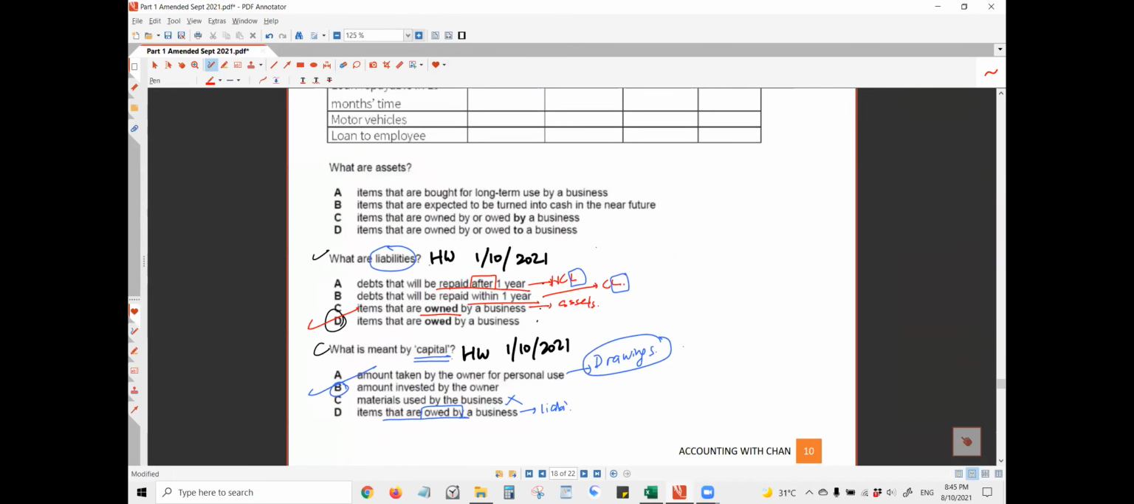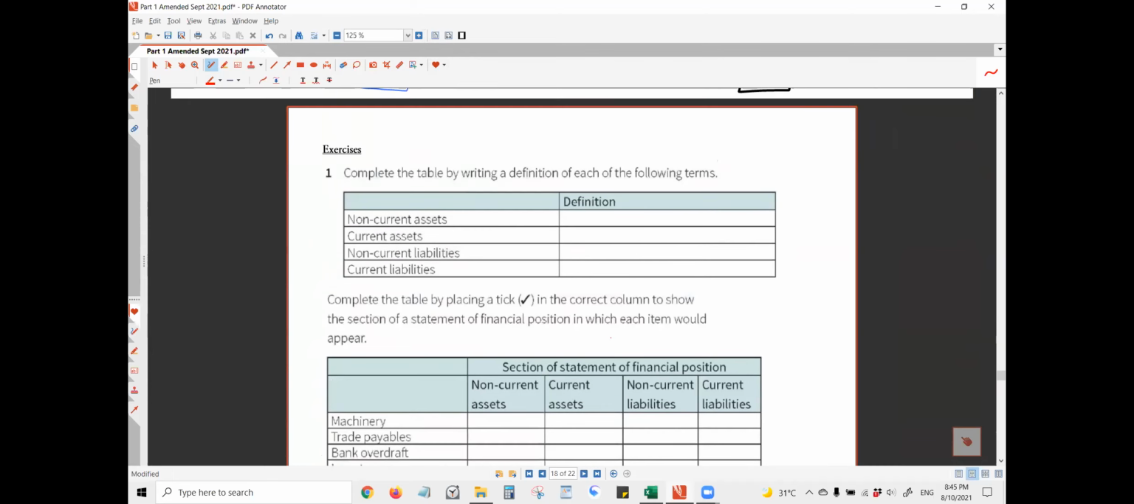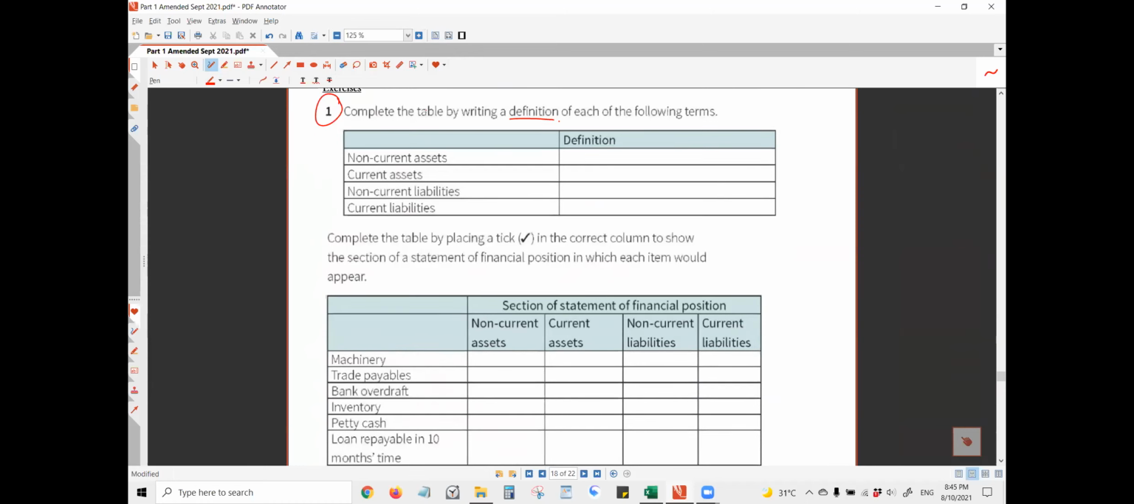Page number 10. First question, a definition kind of question. They ask you for the definition, so do this on your own. Just copy and paste from the notes section.